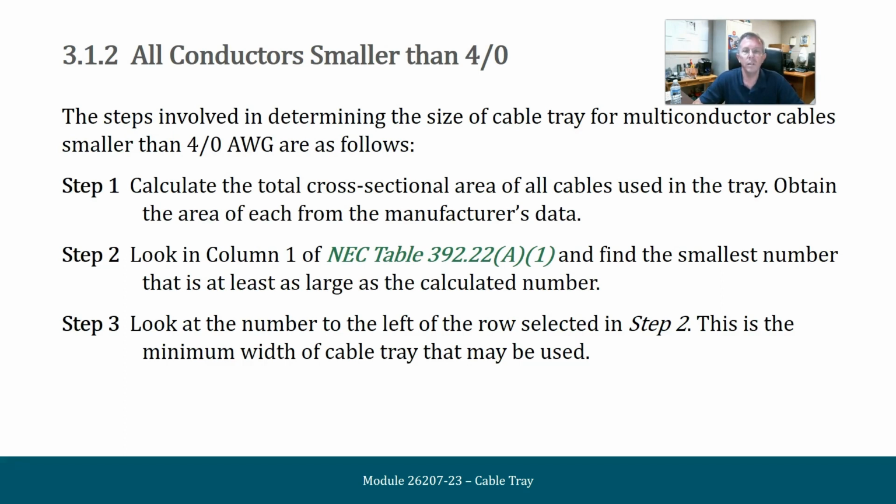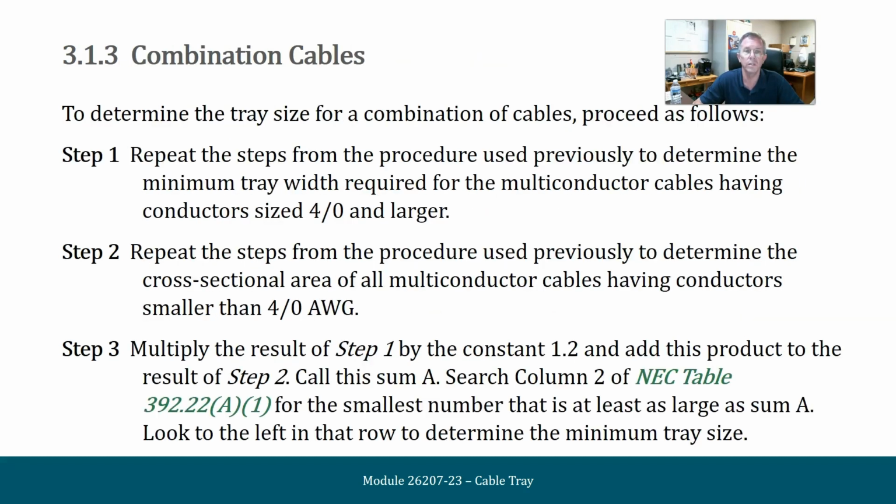All conductors smaller than 4/0. The steps involved in determining the size of a cable tray for multi-conductor cables smaller than 4/0 AWG are as follows. Step 1. Calculate the total cross-sectional area of all cables used in the tray. Obtain the area of each from the manufacturer's data. Step 2. Look in column 1 of NEC 392.22(A)(1) and find the smallest number that is at least as large as the calculated number. Step 3. Look at the number to the left of the row selected in Step 2. This is the minimum width of cable tray that may be used.